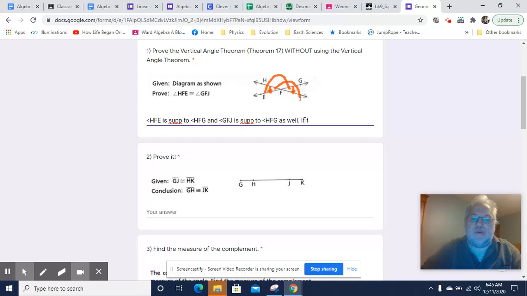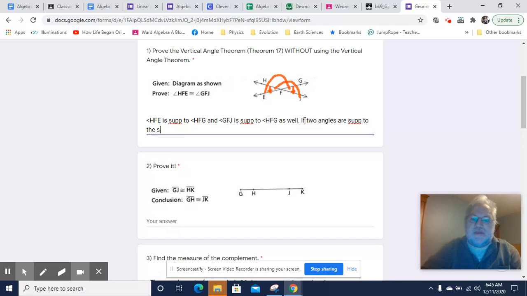If two angles are supplementary to the same angle, they are congruent. Okay, that's an earlier theorem, but angles that are supplementary to the same angle are congruent angles. So there you have the proof, and that proves, ultimately, that's how we can prove the vertical angle theorem, which will state that these opposite angles are congruent.